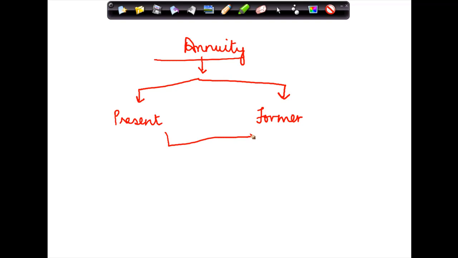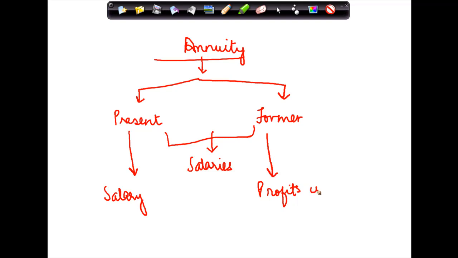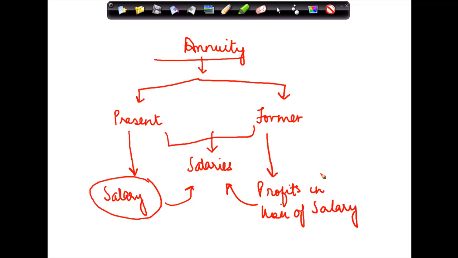In both these cases, it's taxed under the head income from salaries. The only difference is that an annuity received from the present employer is taxable as salary, while an annuity received from a former employer is taxed as profits in lieu of salary. Please note both are taxed under the head salaries only. But the nomenclature is different, and what these two mean is something I am going to explain as we move on in our lectures.